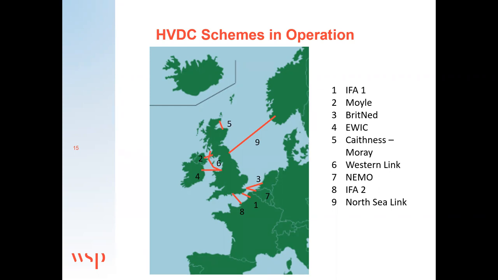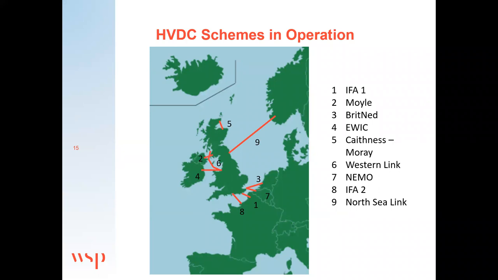The Moyle and BritNed schemes are LCC, as is EFA1. The Western Link, item number 6, is also an LCC scheme. The others are voltage source converters. The North Sea Link to Norway was switched on, I think it was last week, for the first time. So it's a brand new scheme over to Norway, 750 kilometers across the North Sea, longest scheme in the world. And the Western Link and EFA1 are the largest submarine schemes in the world.